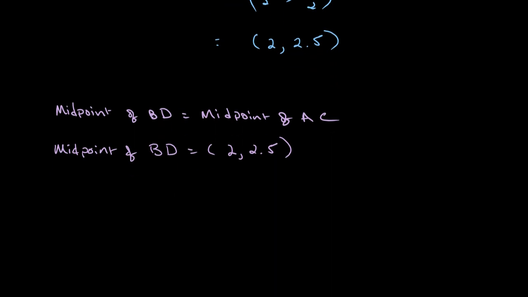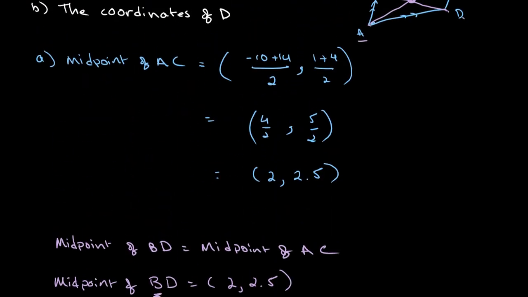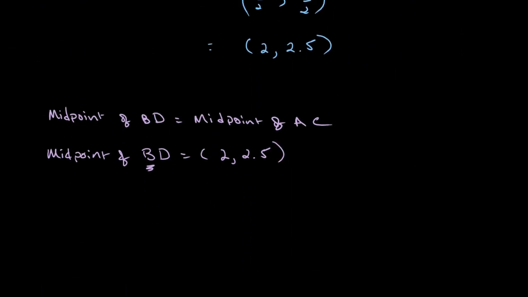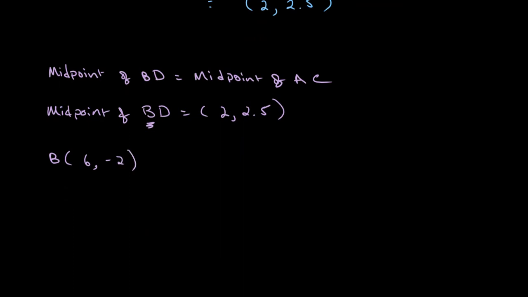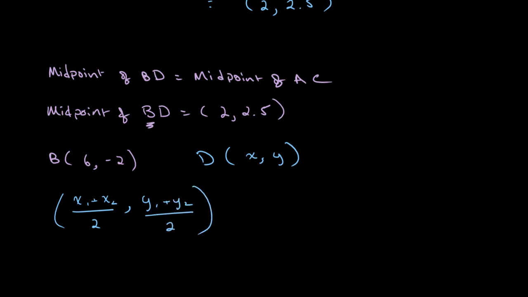But anyway, we already know the location of the point B. So B has the coordinates, I already forgot, (6, -2). And we have to find the coordinates of D, which let's say are (x, y). And we also know the coordinates of the midpoint. So we can plug all the values that we have into the midpoint equation. (x1 plus x2) over 2, (y1 plus y2) over 2, which gives us our midpoint. So we get (6 plus x) over 2, and then (negative 2 plus y) over 2 is equal to our midpoint, which we already know is equal to (2, 2.5).